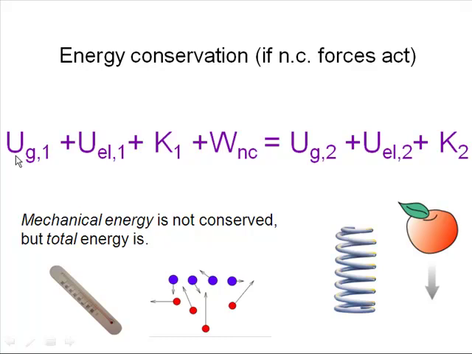So in this case, the total energy at the beginning, that's gravitational potential, elastic potential, and kinetic energy, plus whatever work is done by non-conservative forces, or it could also be work done on the system. So it could be from outside the system done on the system. Whatever things get, what we started with plus whatever got added equals what we end with. Potential energy from gravity at time 2, potential elastic energy at time 2, and kinetic energy at time 2. And with that, we'll be able to do a lot of problems.